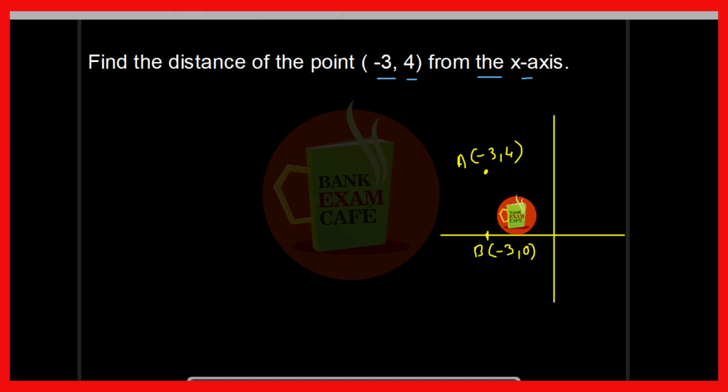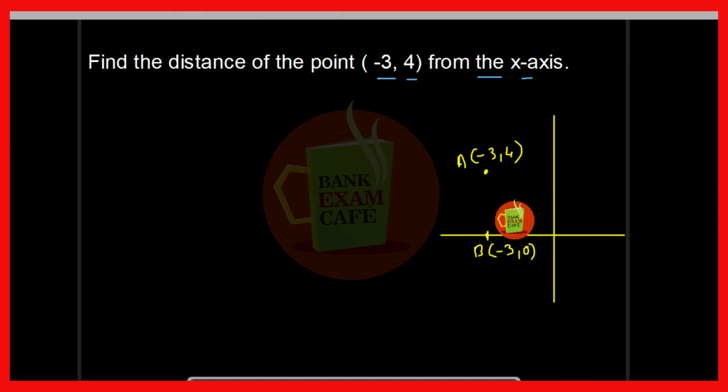Let that point be B, where you have to find the distance of this point A. So B, its coordinate will be what? Of course, the x coordinate will be -3, and since the point is on the x-axis, the y coordinate will be 0, because the y coordinate of all the points lying on the x-axis will always be 0. Similarly, the x coordinate of all the points lying on the y-axis will always be 0.